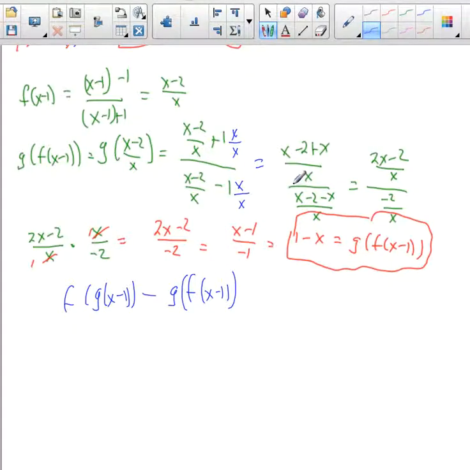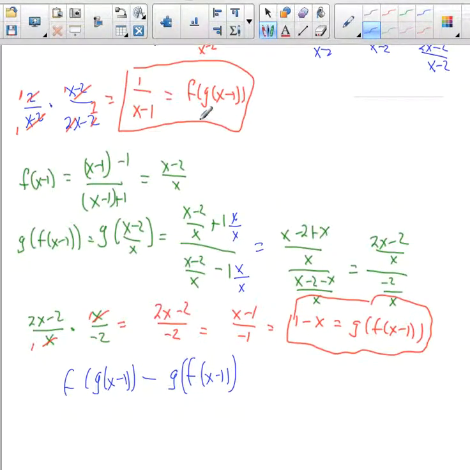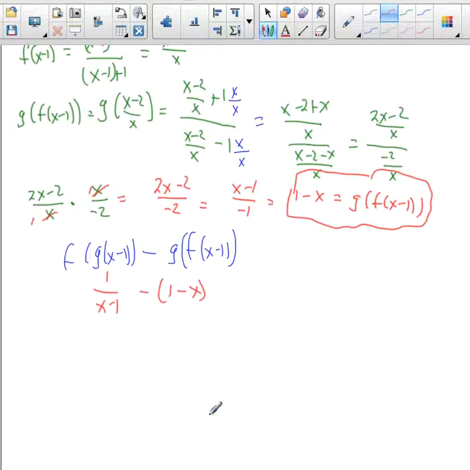Okay, but f of g of x minus 1 is what we found up here. That's equal to 1 over x minus 1. And g of f of x minus 1 is equal to 1 minus x. So we have to deal with these fractions one more time. I'll get a common denominator here of x minus 1. So I'll multiply the right fraction by x minus 1 over x minus 1. So I have 1 over x minus 1.